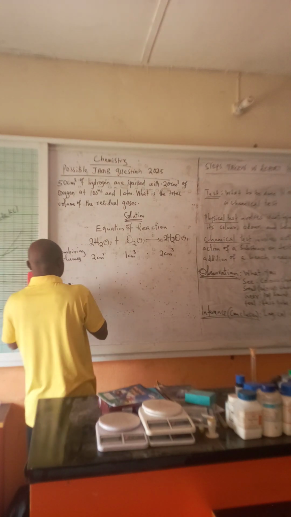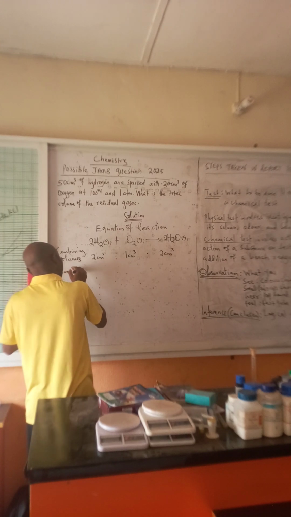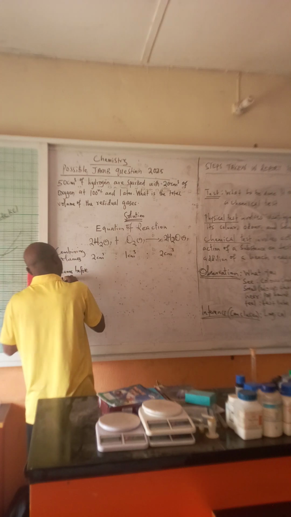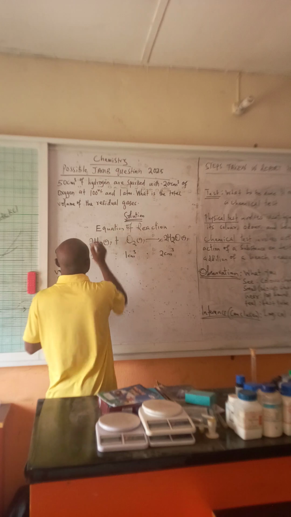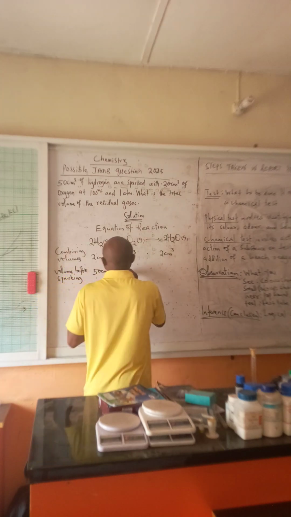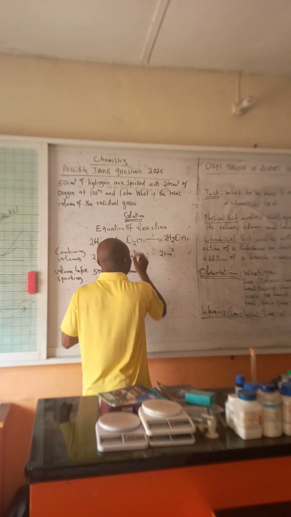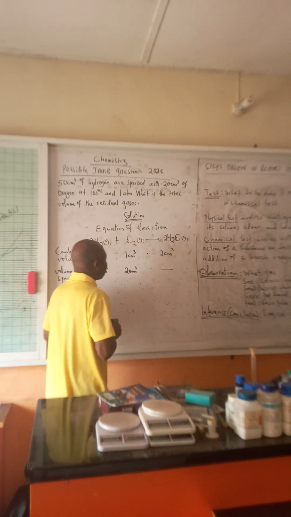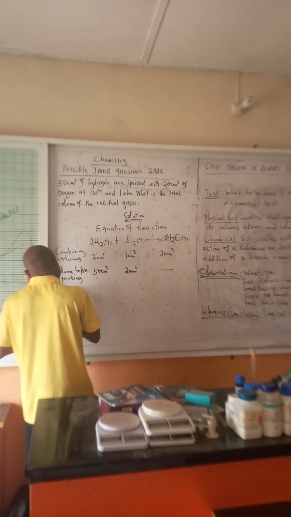Then volumes before sparking. From the question, we know that 50 cm cube of hydrogen was packed with 20 cm cube of oxygen, and the volume of steam is not given. From here, you get your reacting volume.